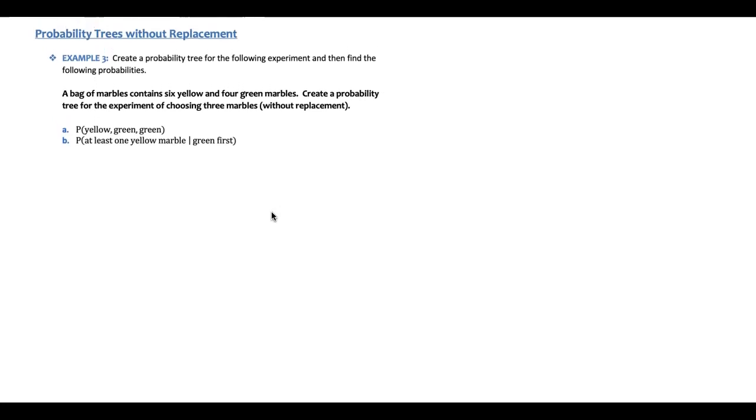Let's work on example 3. Create a probability tree for the following experiment. A bag of marbles contains 6 yellow marbles and 4 green marbles. Create a probability tree for the experiment of choosing 3 marbles without replacement. Then we'll find the 2 probabilities requested.